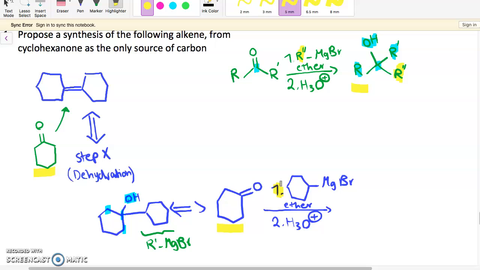So what would be your next step? How can I make this Grignard reagent starting from cyclohexanol?